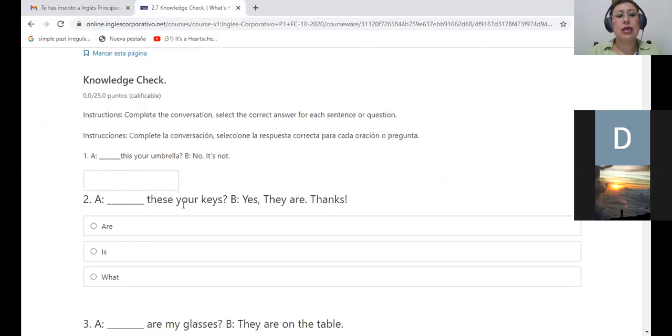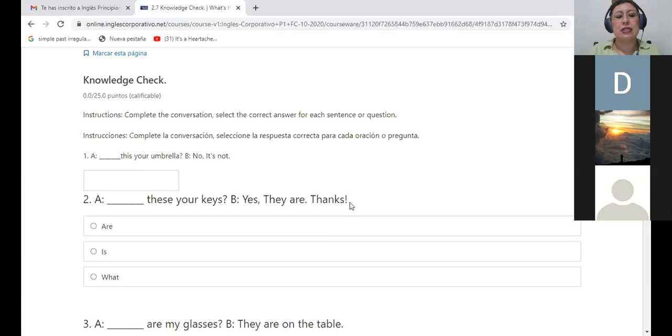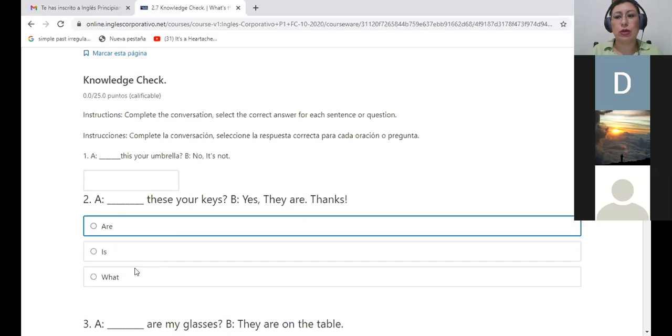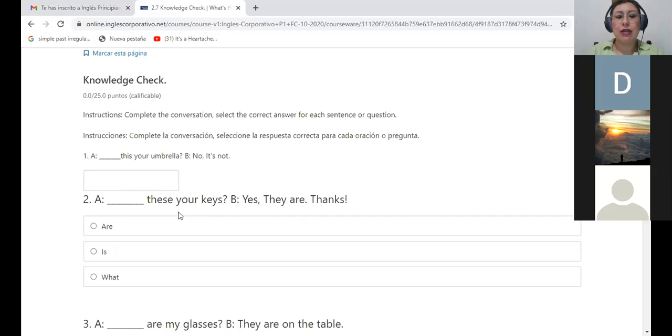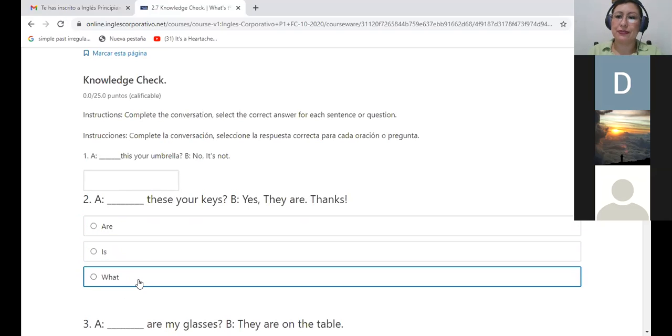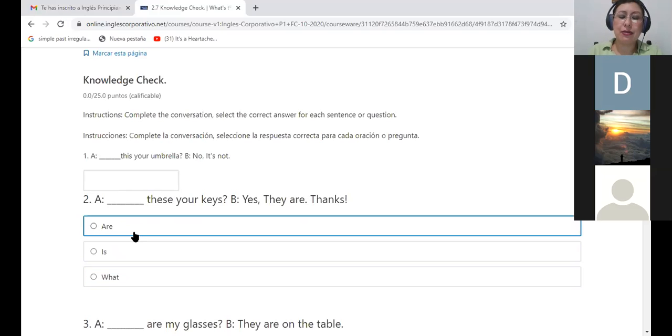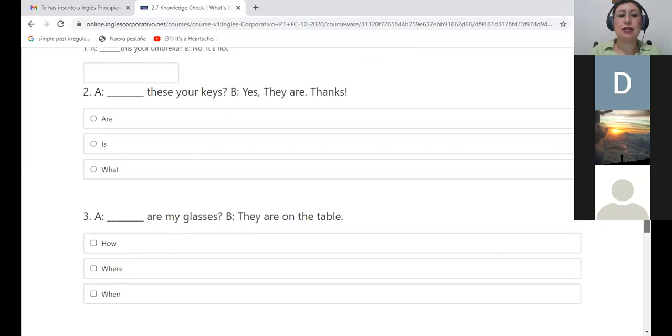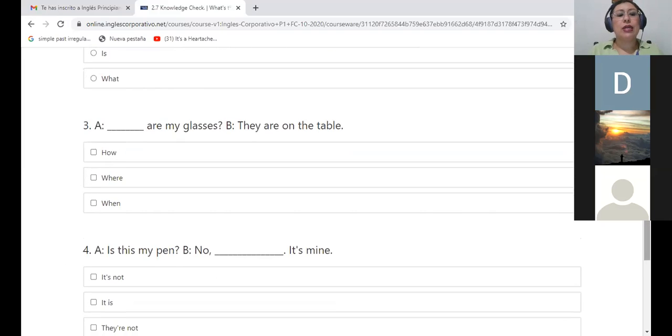Okay? Look here. "Are these your keys? Yes, they are. Thanks." So we start the question with are, is, or what, if we are talking about plural. ¿Con cuál comenzamos? Si estamos hablando de un plural, comenzamos con are, con is, or con what? Are. Are, ¿verdad? Excelente, porque aquí tuvimos una respuesta de sí. Entonces es, "Are these your keys? Yes, they are. Thanks."